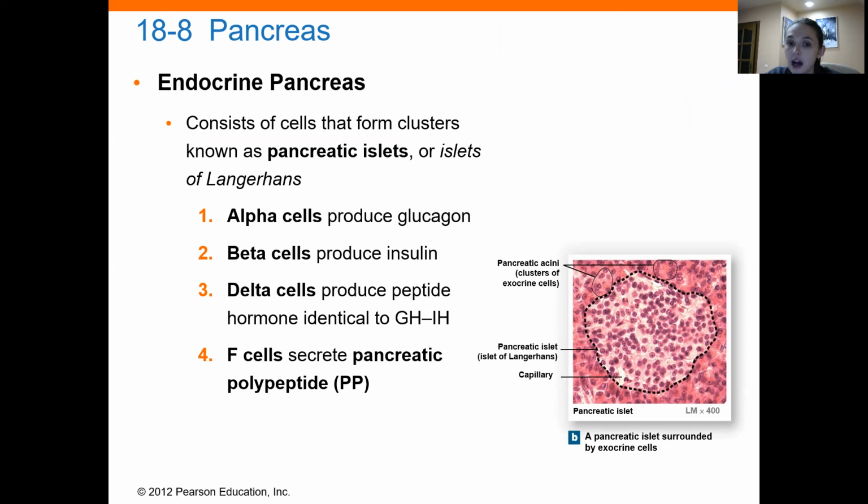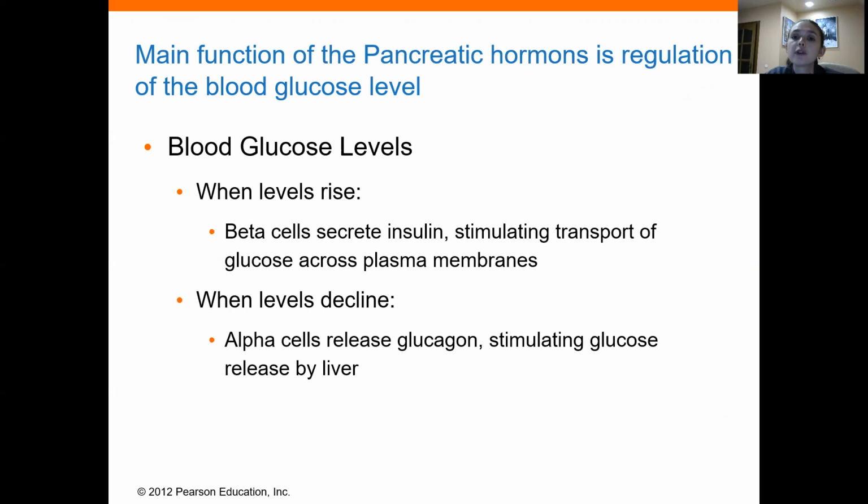islets of Langerhans. Alpha cells are responsible for production of glucagon. Beta cells produce insulin, and delta cells produce a peptide hormone, somatostatin, which is identical to the growth hormone inhibitory hormone, and F cells are responsible for secreting pancreatic polypeptide. What is the main function of pancreatic hormones in regulation of the blood glucose level?